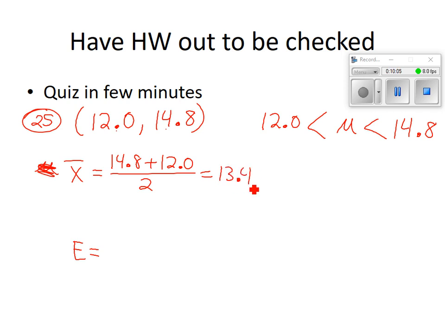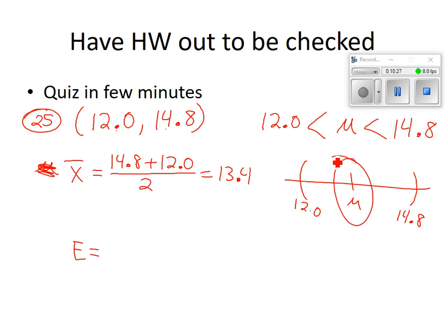Remember, you can make sure that it makes sense. We're looking at a number line here, and the mean is in here somewhere. You're looking at this interval. This is one end of the interval, 12.0. This is the other end, 14.8. Does it make sense for X bar to be 13.4? Yeah, it'd be in between those two, right? So that makes sense. So that's your X bar. I should probably put X bar there instead of mu.